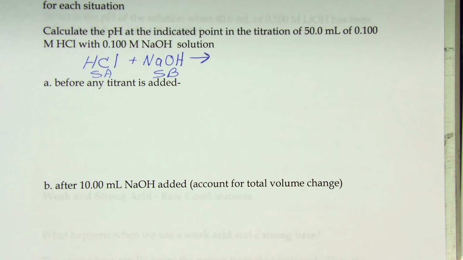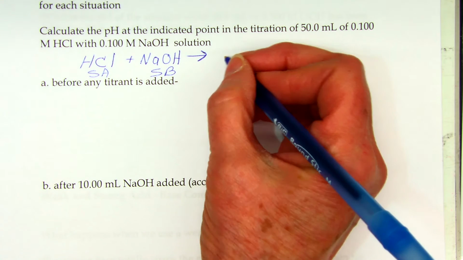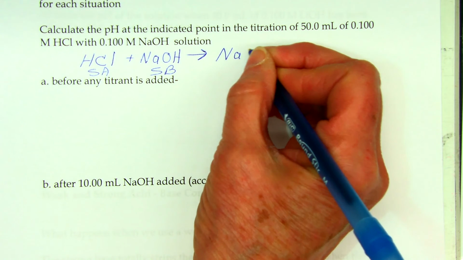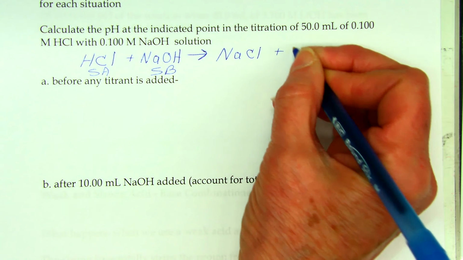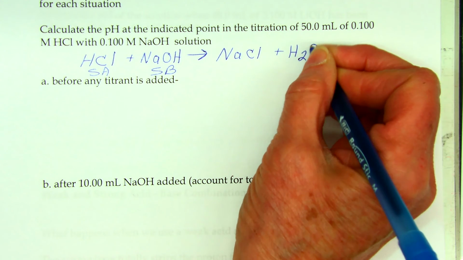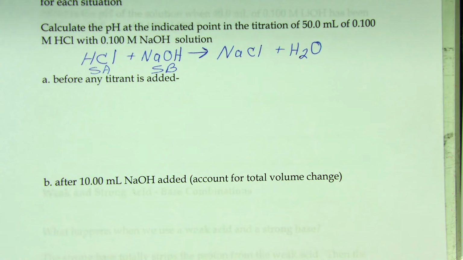So, acid-base titrations are double replacement chemistry. Back to chapter 4 or 5 in Chem 111. I trade partners at the dance. NaCl plus H2O.